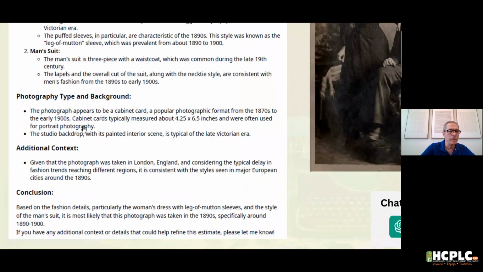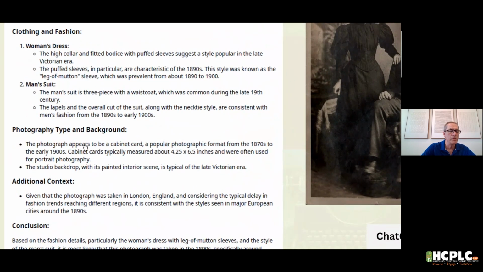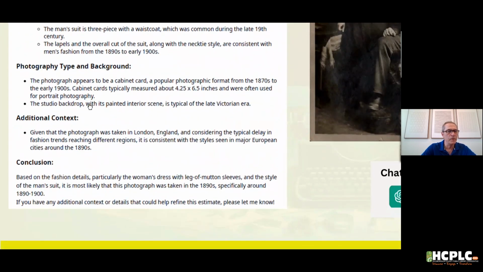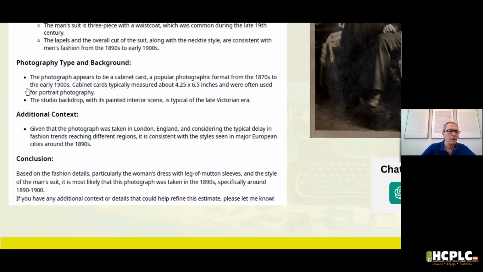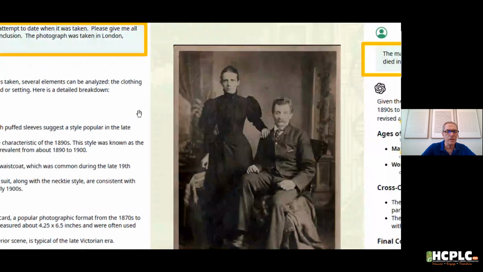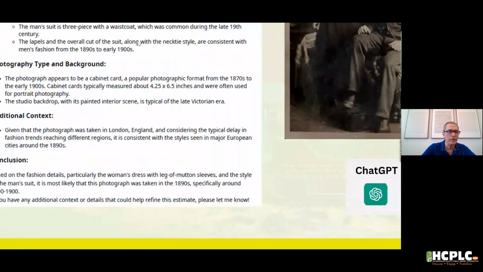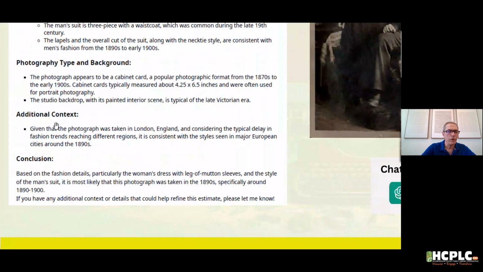It's looking at the back. So it's going through all the things we've already talked about. And this is why it's important that we know what it's going to use, because we know whether it's doing the right thing or not. And then it's looking at the background. It tells me it appears to be a cabinet card of a popular photograph, and it's a painted backdrop. So it's looked at this and examined it and said it was a cabinet card. And it comes to, given that the photograph was taken in London and considering the typical delay in fashion trends, is consistent with the style seen in major European cities around the 1890s. And then it basically concludes it was taken between 1890 and 1900.